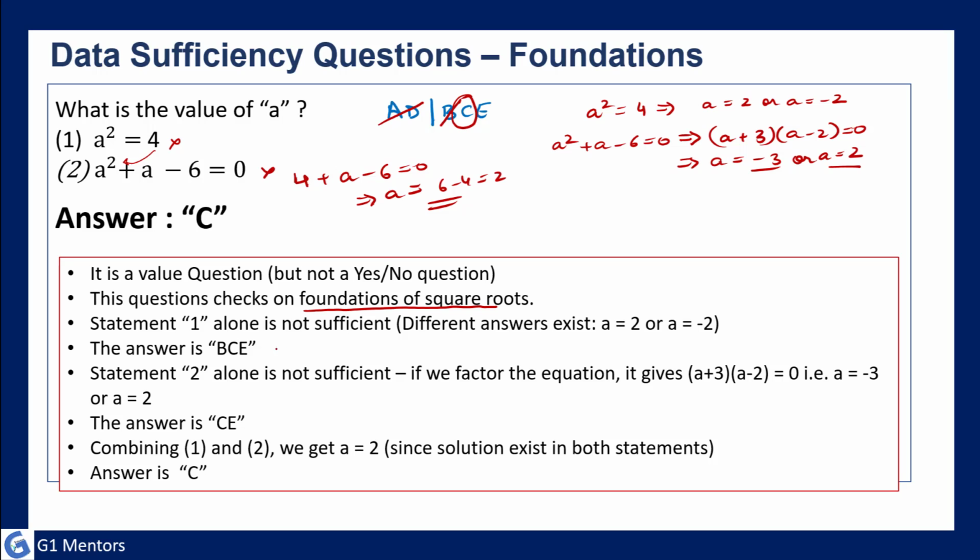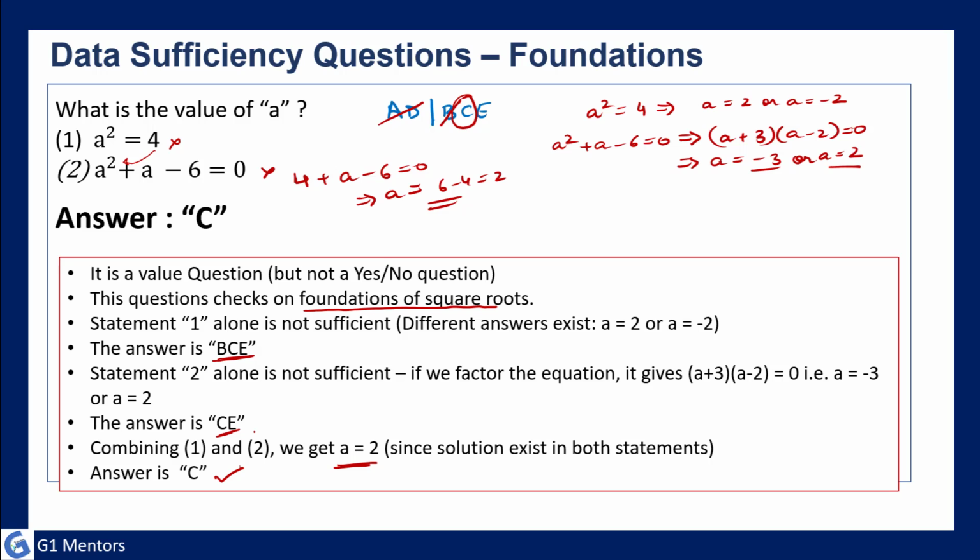Statement 1 alone is not sufficient, so the answer is out of B, C, E. Then statement 2 alone is not sufficient, so the answer choice is out of C and E. Combining 1 and 2, we get A is equal to 2, so the answer is C.